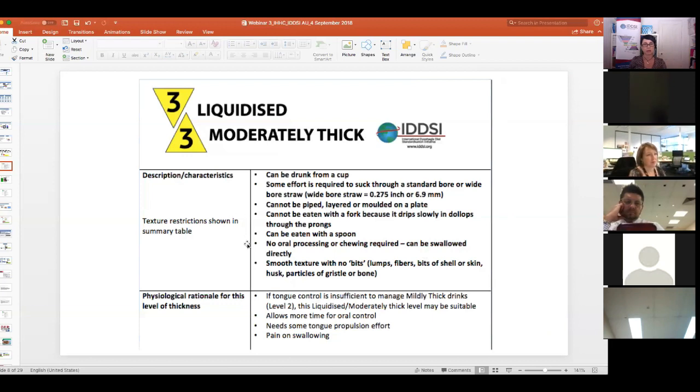We don't need any oral processing or chewing, and it should be a smooth texture with no bits, lumps, fibres, bits of shells, skin, husks, particles, bristles or bone in there. Some of those more detailed things have a bit more relevance as we come to look at the IDDSI flow test as well. So again, if we've got poor tongue control that's not sufficient to manage mildly thick drinks or slightly thick drinks, that's when you might be moving to this moderately thick level.